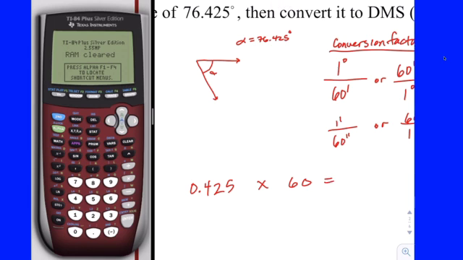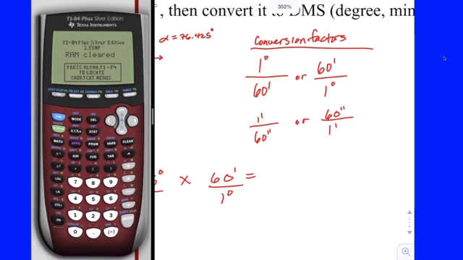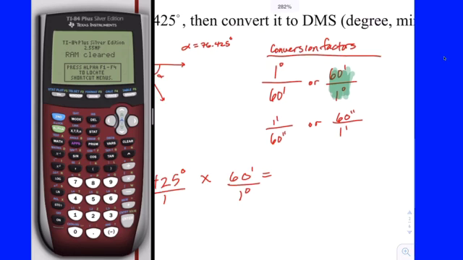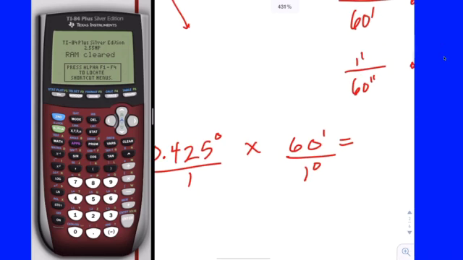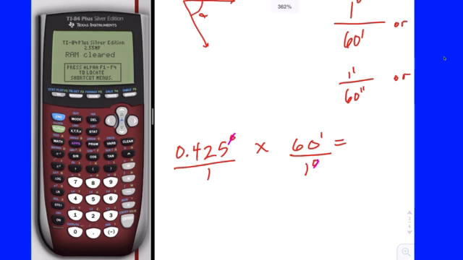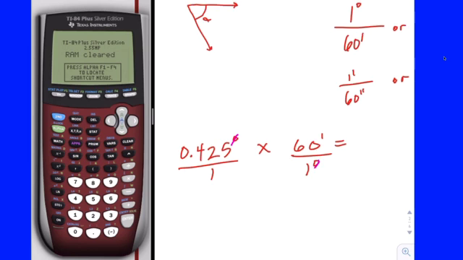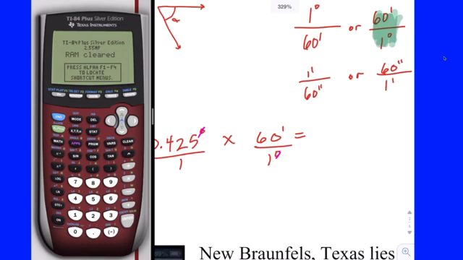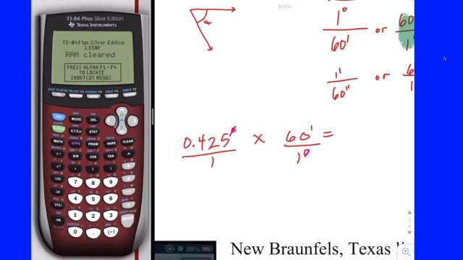Again, the reason it works is 0.425 degrees over 1, times 60 minutes over 1 degree. That uses that conversion factor right here. And what happens with your degrees? They divide out, and you're left with minutes, so you know you're doing it right. That's why stoichiometry is so useful. So really, all we have to do now is punch that number in. Let me go ahead and do that.